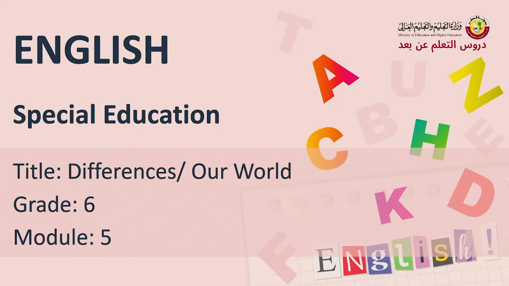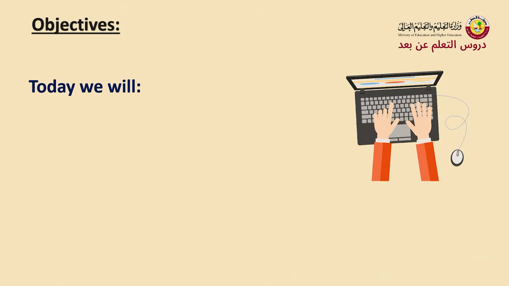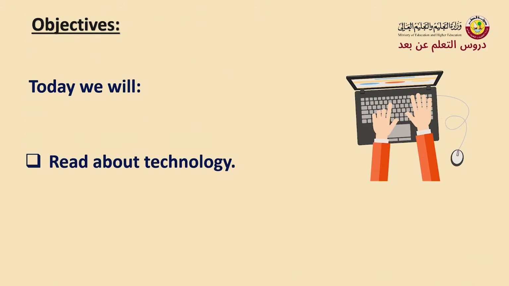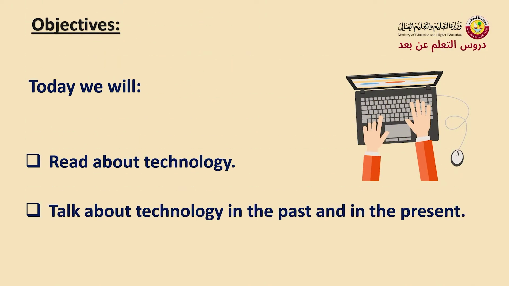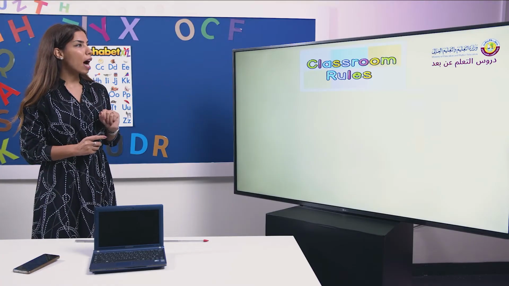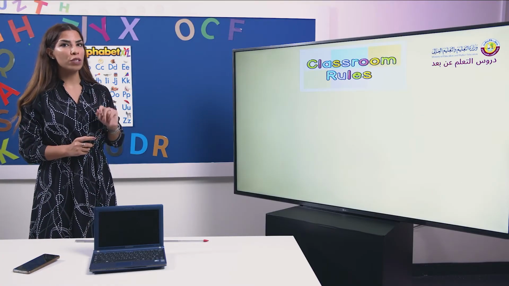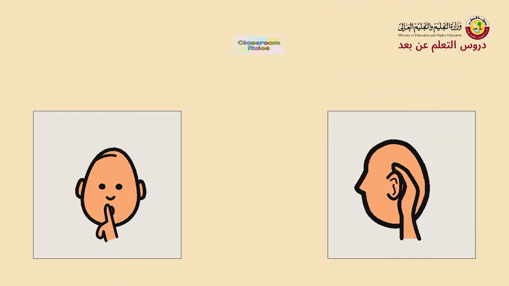Today, our lesson is Differences, Our World from Grade 6, Module 5. In today's lesson, we will read about technology and we will talk about technology in the past and in the present. But before we start, I would like to remind you of our classroom rules. I need you to be quiet and to listen very well.